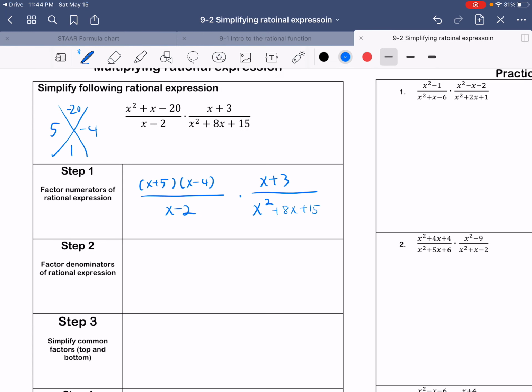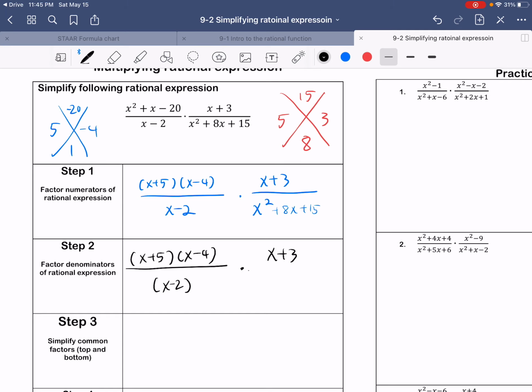Now we're going to factor the denominators. You can do everything at once if you want to, but it's going to be confusing if you do everything at one time. So what can give us this one? 7 and 2? No. 5 and 3. Yep. So x plus 5 on the top, x minus 4 in the bottom, and I have x minus 2 times x plus 3 over x plus 5 and x plus 3.